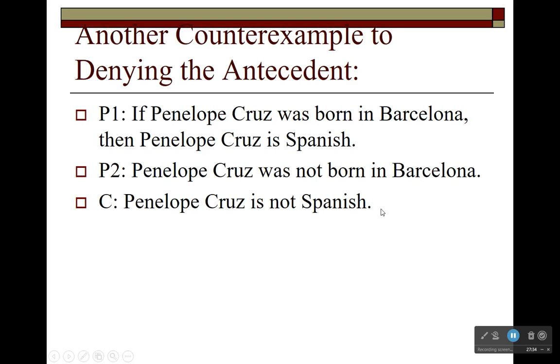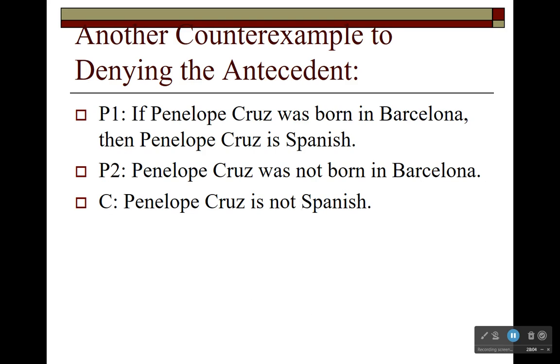Well, obviously that conclusion is false. I just said that she was born in Madrid. Anybody born in Madrid is Spanish. So here we have a scenario in which the premises are true, but the conclusion is false. So obviously the truth of the premises did not guarantee the truth of the conclusion. So to say the same thing a different way, it is possible for the premises to be true and the conclusion turn out false. In this case, not only is it possible, but it's actual because the premises are true and it's actually false that Penelope Cruz is not Spanish.